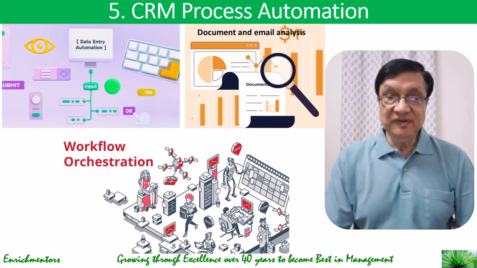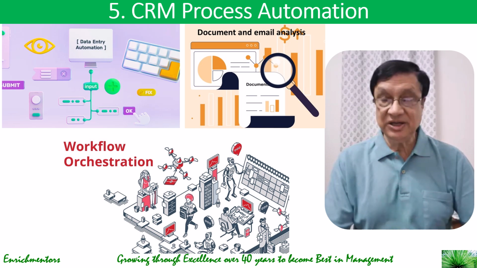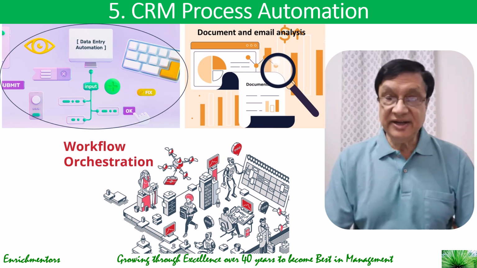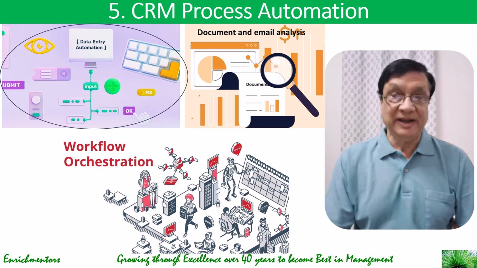So there are three things we will talk about in this section. One is, as we have already mentioned, data entry automation, where we will see how you can eliminate manual logging and ensure up-to-date records. Second, we will take a look at workflow orchestration, where you can trigger follow-ups, alerts, and tasks based on AI-defined rules. And third, we will take a look at document and email analysis, where you can automatically categorize, tag, and extract key information. Let's take a look at data entry automation first, as we had planned.